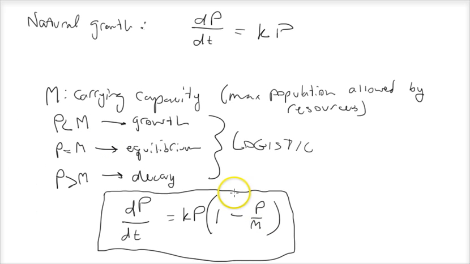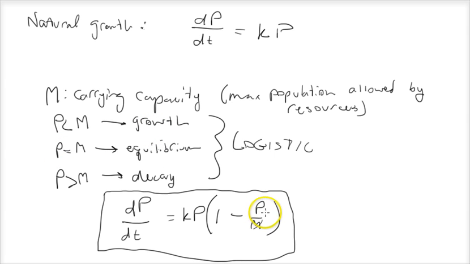So M is the carrying capacity for the population, or it could be money, or whatever. If you've got P being less than M, this coefficient right here is going to be greater than 0. And so you multiply that by the natural growth equation, and you will get a positive K value right here. So the derivative is going to be positive, so that means the population will be growing. If you've got P being equal to M, this will turn into a 0, and the derivative will be 0. So the population won't be growing at all, hence equilibrium.